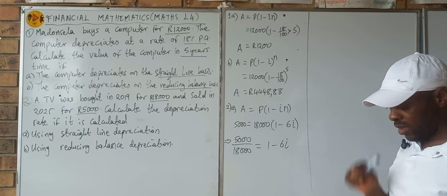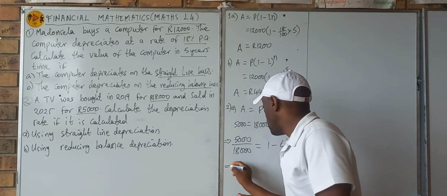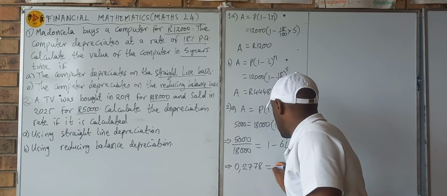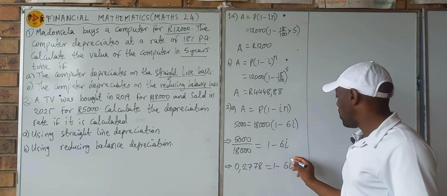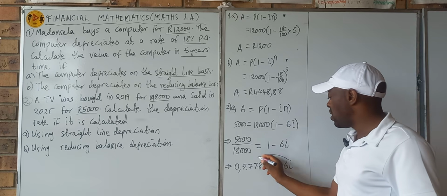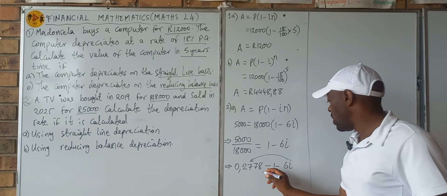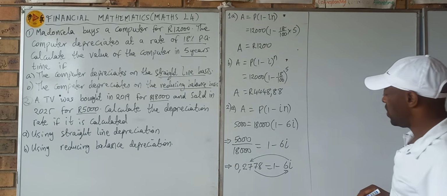That gives me 0.2777. So I'm getting 0.27778 is equal to 1 minus 6I. So since I'm looking for I, which is the depreciation rate, I will carry 6 to the left to become positive. Then this number will come to the right to become negative.